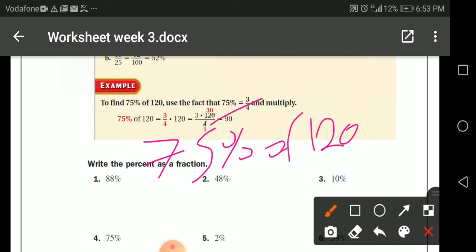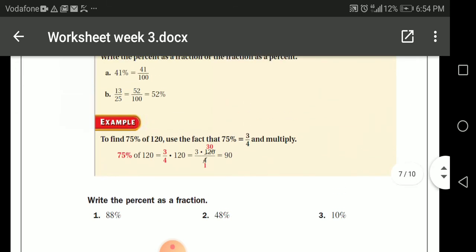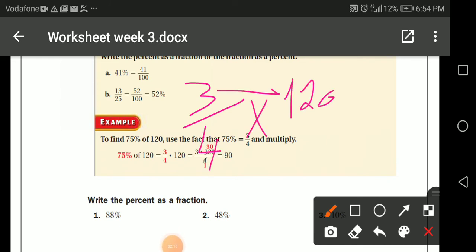It's the same as what I told you. It's the same as 3/4 multiplied by 120. If you know this information very well, I can do it easily. 3 times 120 over 4. When I say 3/4 multiplied by 120, this means the numerators are multiplied by each other. So you got 3 multiplied by 120 over 4.